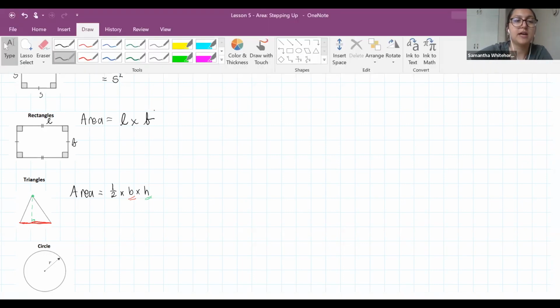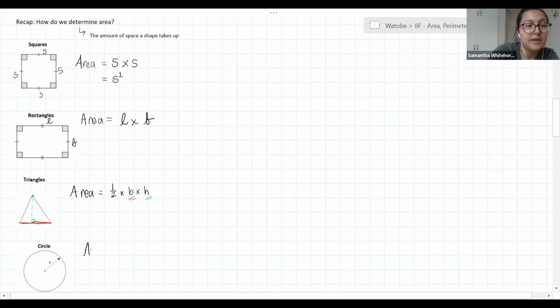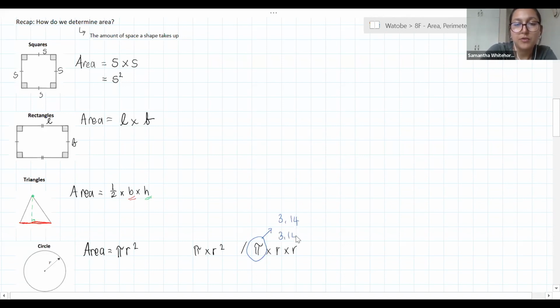And then finally, we have our circle. Now remember, whenever we're talking about circles, we're generally going to use pi somewhere. And the area of a circle is pi r squared. You can also write it as pi times r squared, or if you want to expand it even more, pi times r times r. Now, some of you in school would have been told to write pi as a specific number. So some of you might have been told to write pi as 3,14 or 3,142.